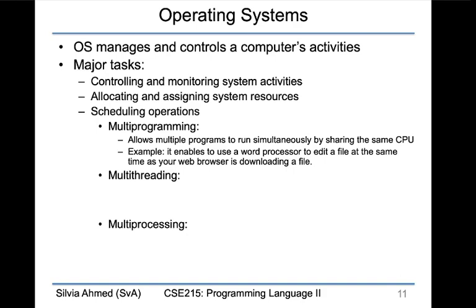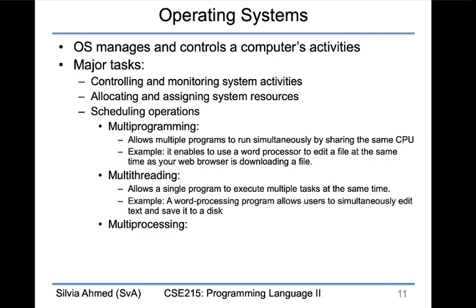Then we have multi-threading, where a single program executes multiple tasks at the same time. The tasks are not dependent on each other, so they can run in parallel. For example, a word processing program allows users to simultaneously edit text and save it to a disk.